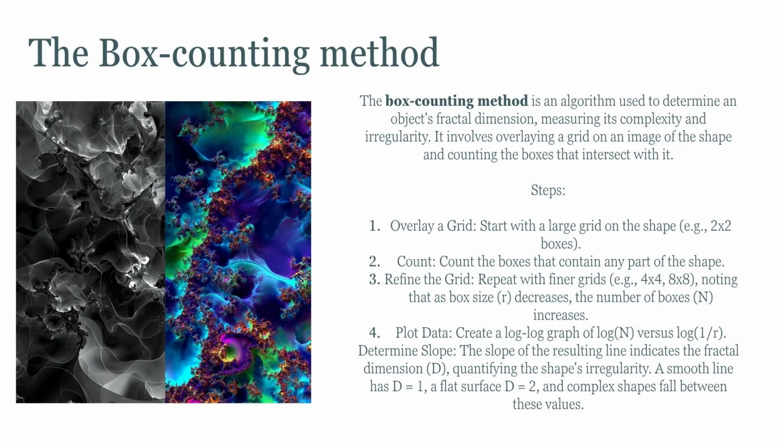Number 1. Overlay a grid. Start with a large grid, for example 2 cross 2, over the shape. Number 2. Count all the boxes that contain any part of the shape. Number 3. Refine the grid. Repeat the process with increasingly finer grids, noting that the box size r gets smaller. As the box size r gets smaller, the number of boxes counted, that is N, gets larger. Number 4. Plot the data. Create a log-log graph of log N versus log 1 by r. The slope of the resulting line is the fractal dimension.